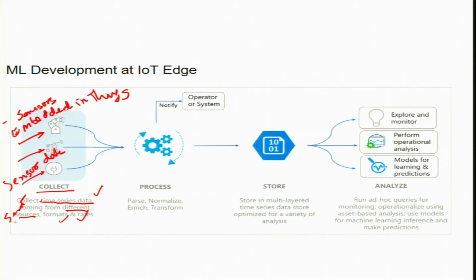So, this is called the collection, and this collection has to now communicate through telemetry or a data ingestion mechanism to the process, and this particular process may run either at the IoT edge or at the cloud.